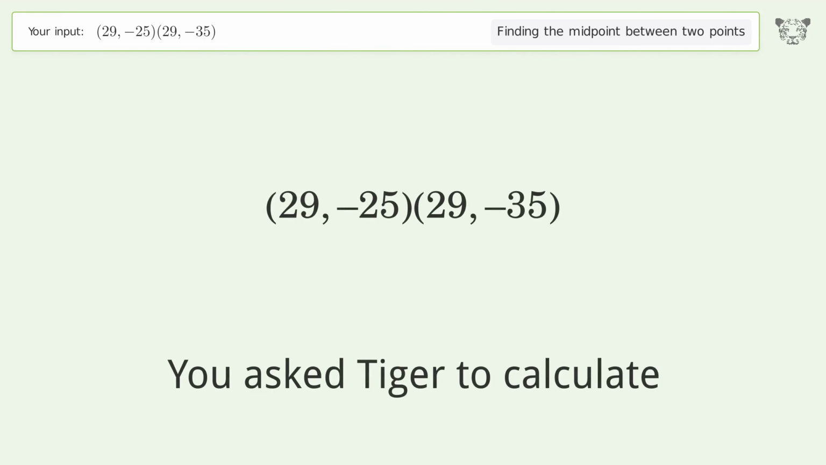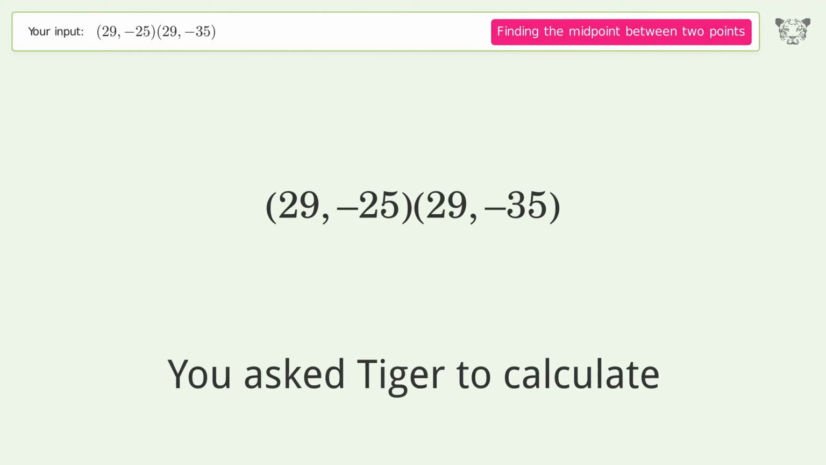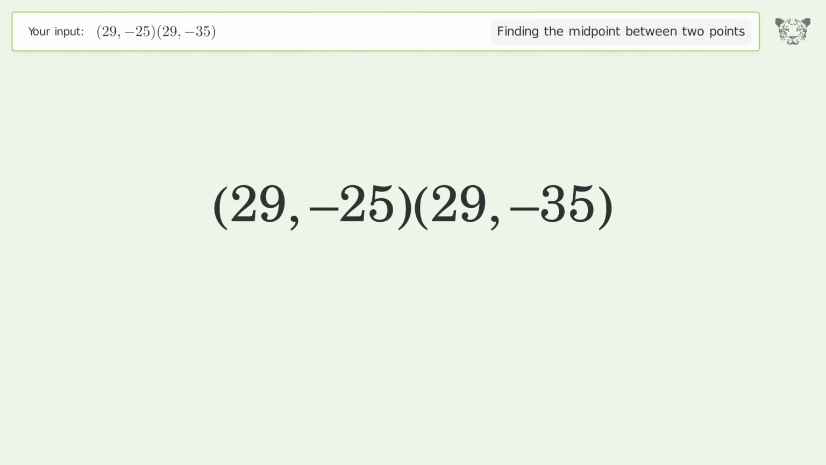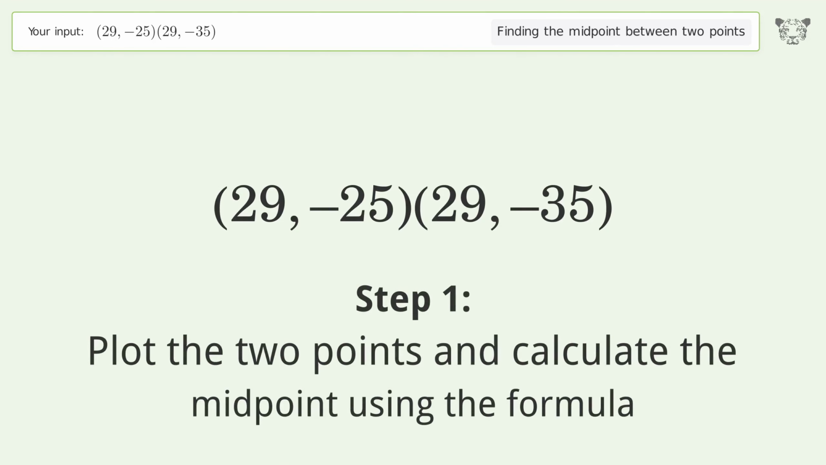You ask Tiger to calculate. This deals with finding the midpoint between 2 points. The midpoint between the 2 points is 29, -30. Let's solve it step by step. Plot the 2 points and calculate the midpoint using the formula.